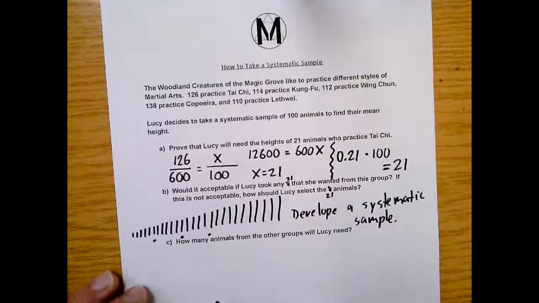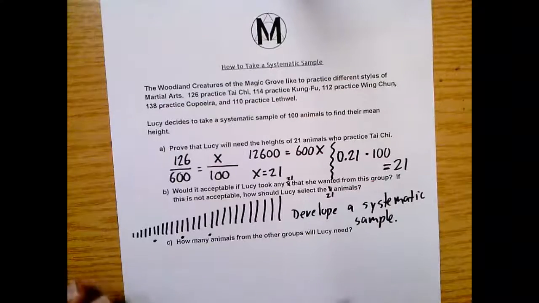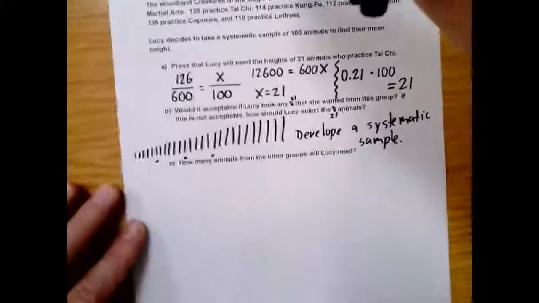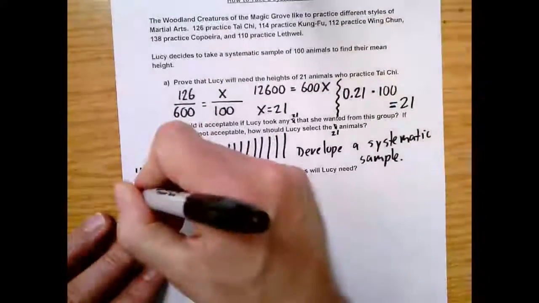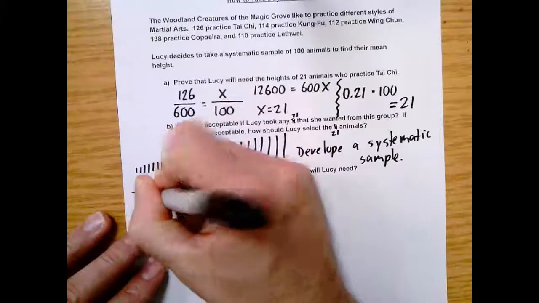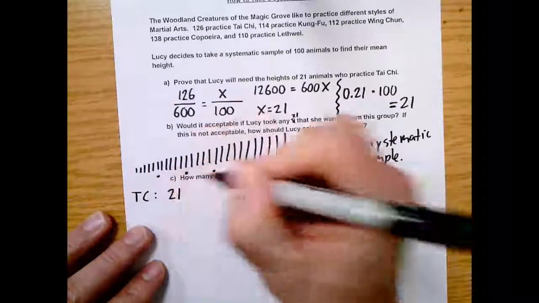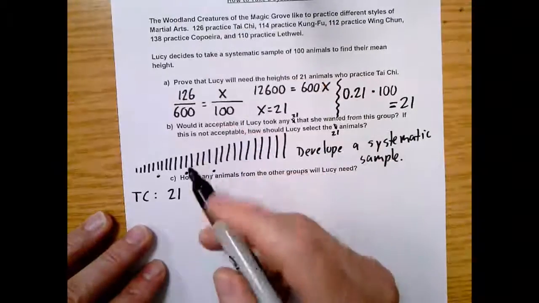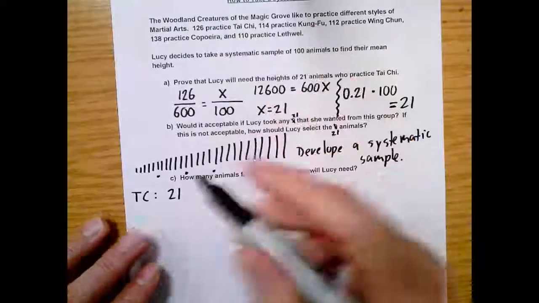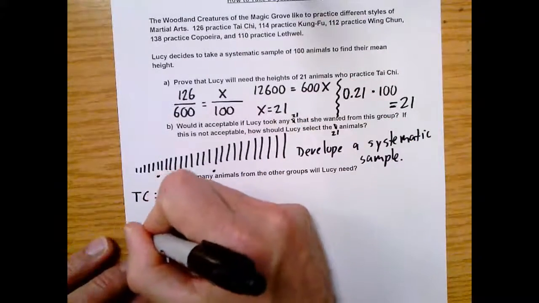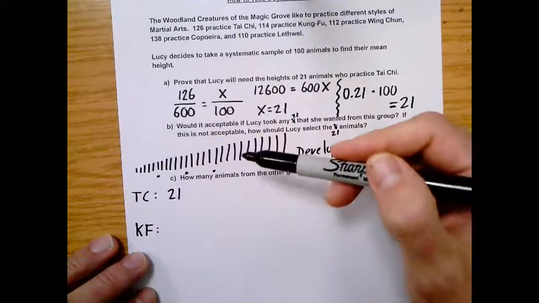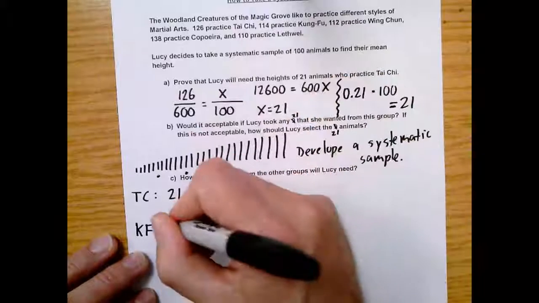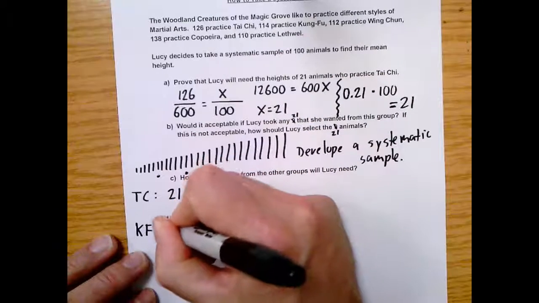Okay, last one. It says, how many animals from the other groups will Lucy need? Okay, so we're going to have to do a little bit more math on this one. So let's see here. We know Tai Chi is 21. Okay, we did that one already. So next is Kung Fu. For Kung Fu, we just follow the same process, okay? So it's 114 out of 600.